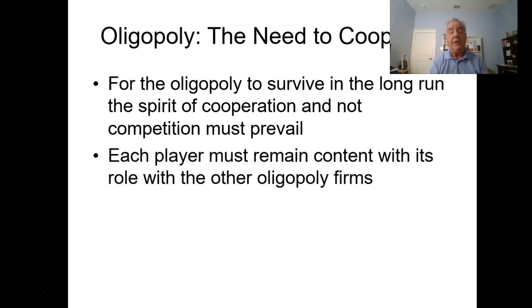So, each player in the oligopoly has to remain content with his role with the other oligopoly firms. That means if one firm can sell in the marketplace 20% of the products, another firm can sell 40%, and another firm can sell, I don't know, another 40%, or 30%. Are they going to be happy and content forever with that type of arrangement? In other words, they cannot increase their sales unless they increase the size of the total market. So the demand curve has to shift in order for them to improve their profitability and make money. Right? This is hard stuff to do.